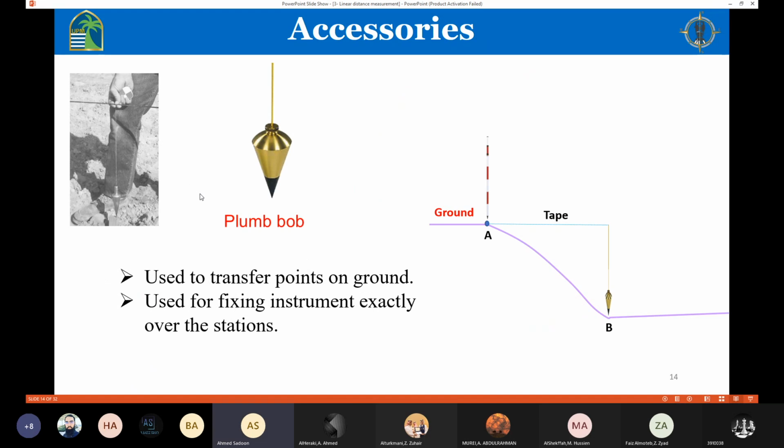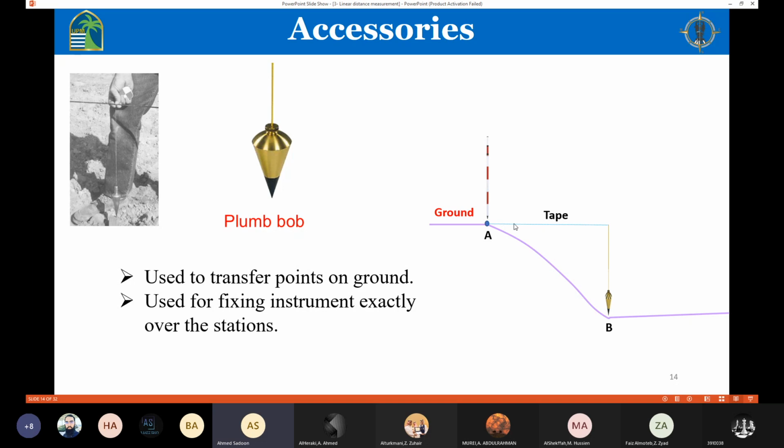And we have the plumb bob. This one is important, and it's important to understand why we need a plumb bob. So let's say that I have station A and station B. But as you can see here, we have a slope. And remember, we say that we measure horizontal distances. So I'm going to lay down the tape at point A. Because this one is close to the ground, I can know the zero measurement here.